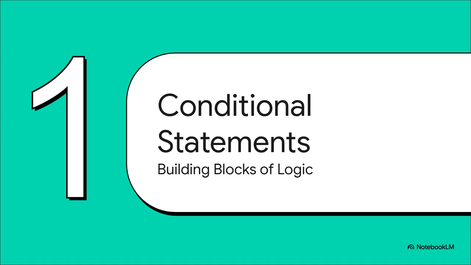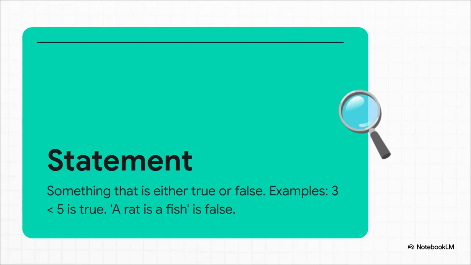Okay, first things first. What exactly are conditional statements? Well, they're really just made of two key building blocks. Let's start with the first one, which is just a statement. A statement is just something that's either true or false. That's it. There's no kinda or maybe. For example, 3 is less than 5. Well, that's true. A rat is a fish. Thankfully, that's false. This whole true or false thing, it's the absolute foundation for every single logical decision.